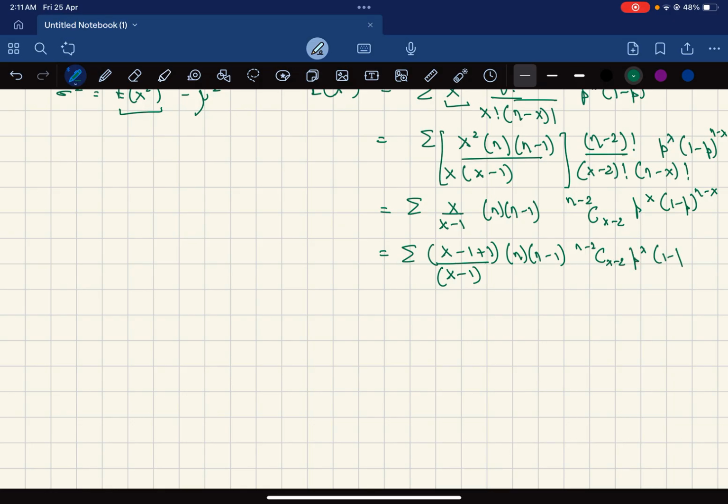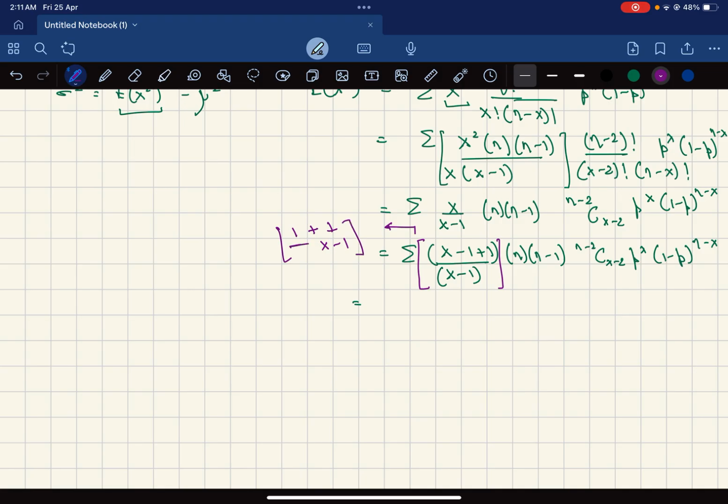So we are left with, we can write this x minus 1 plus 1 divided by x minus 1. So this particular term here could be written as, I'll just write it here. This could actually be written as 1 plus 1 upon x minus 1.